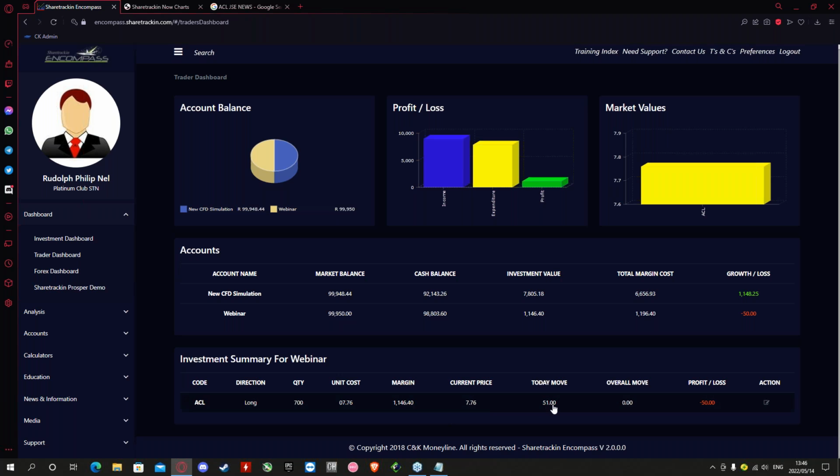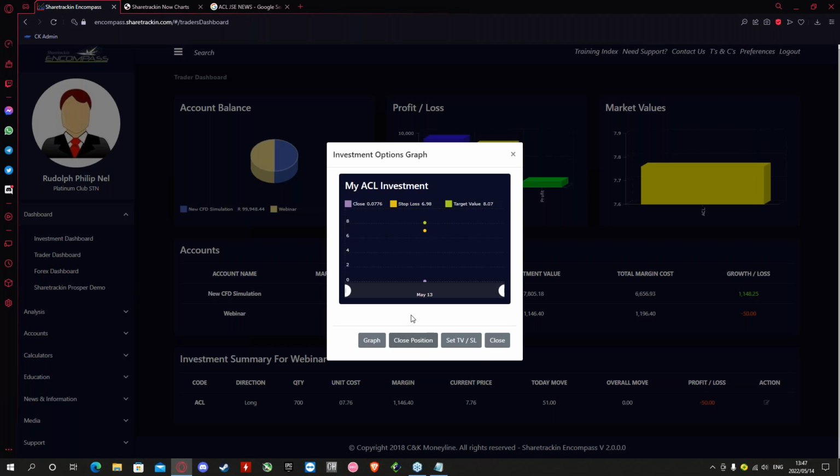Then, same thing once again: today's movement, yesterday's movement, and then the overall move. Overall move, we haven't done anything yet because we just bought the CFD. If we want to go and sell the CFD, let's say we made profit on it and we're happy with the amount of profit, or we lost on this contract, we can go and sell it. So we can go to action.